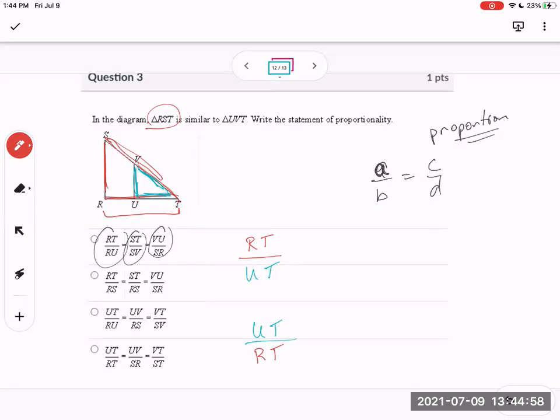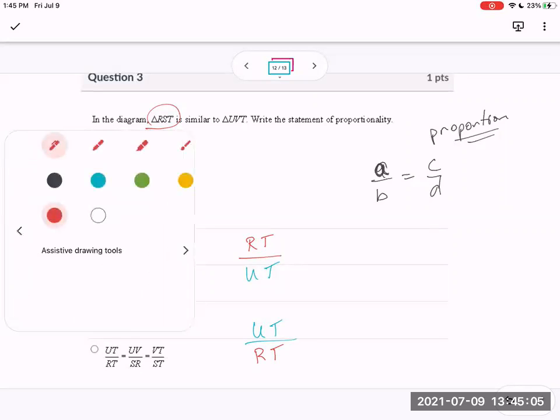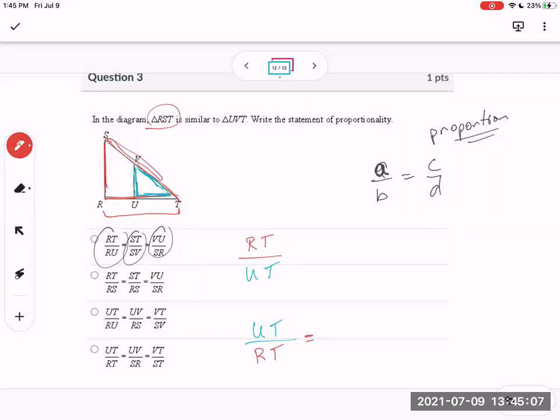Not necessarily half of it, but whatever the ratio is, whatever the dilation is, UT is to RT as UV is to RS or SR. And then VT is to ST. Right? That's right. Oh, I see. All right, that makes sense. So that would be the statement.